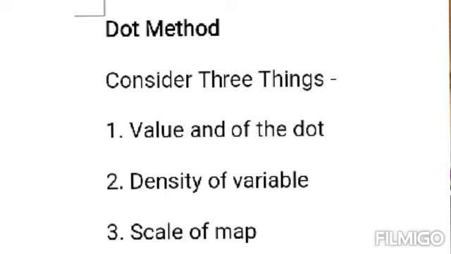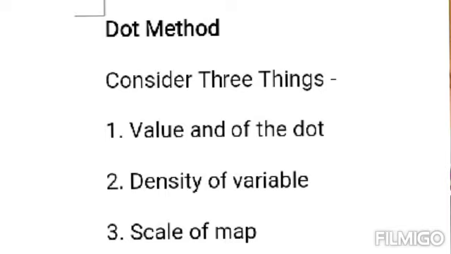This is very important. Now the second thing we have to consider is the density of that region. How is it? Is it very high density? Then you have to decide a high value for the dot. Is it very sparse density? Then you have to decide a small size of the dot, right?